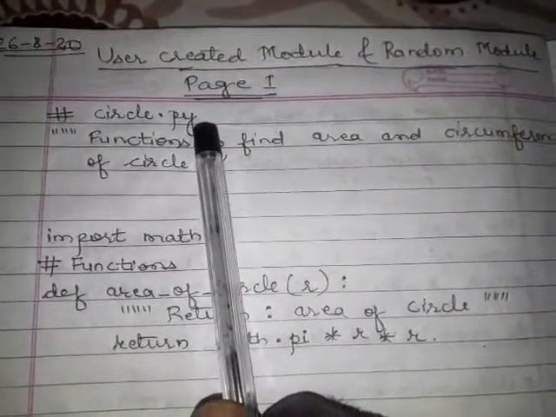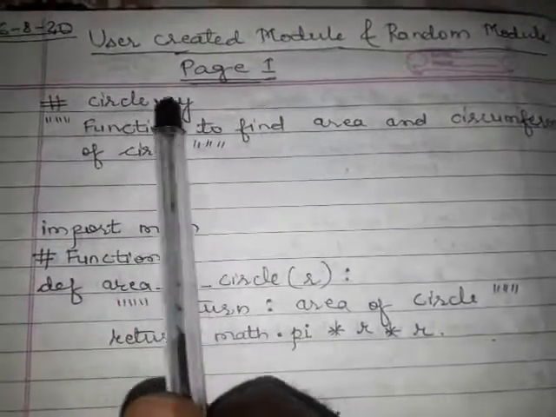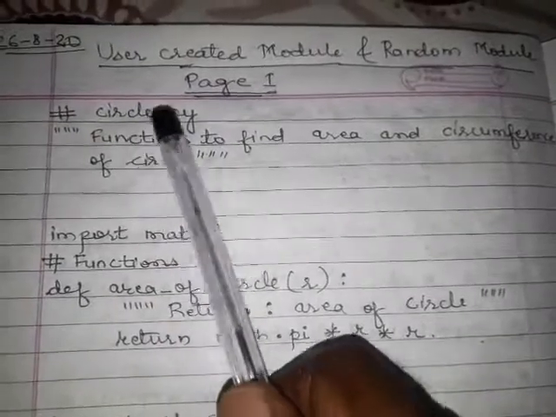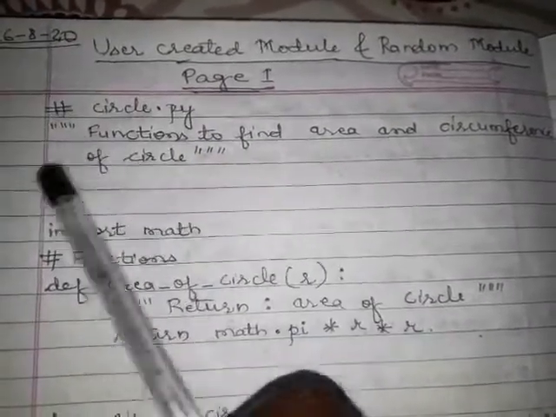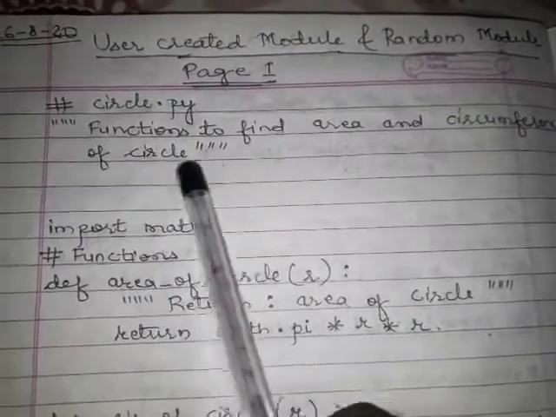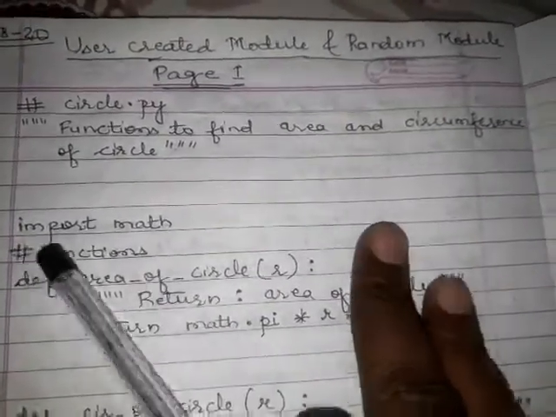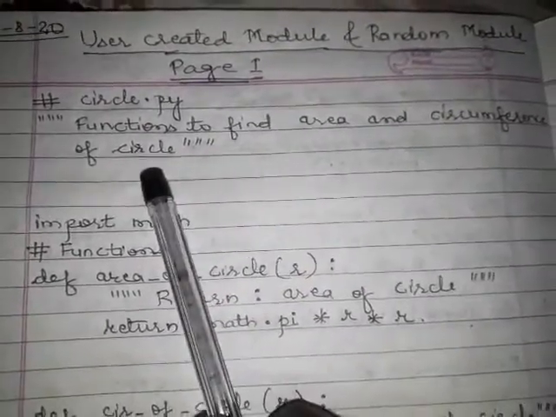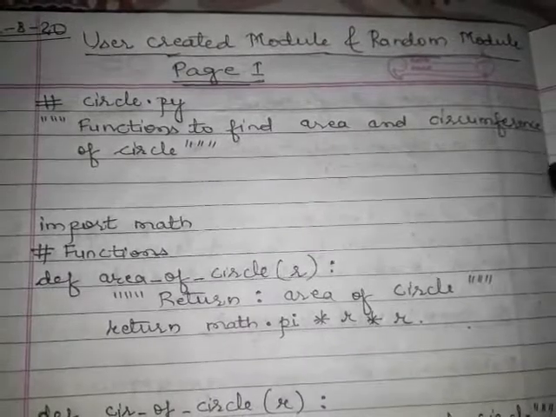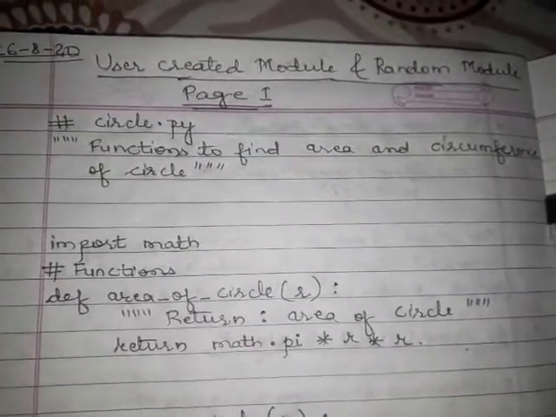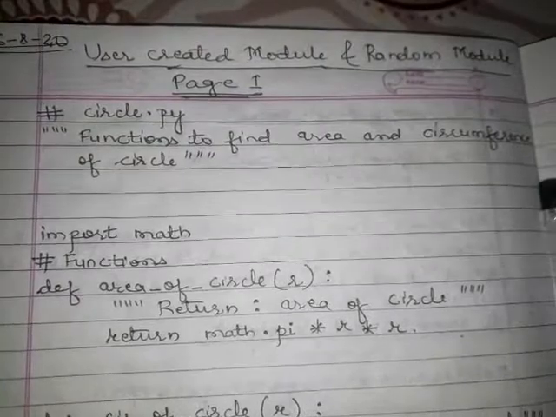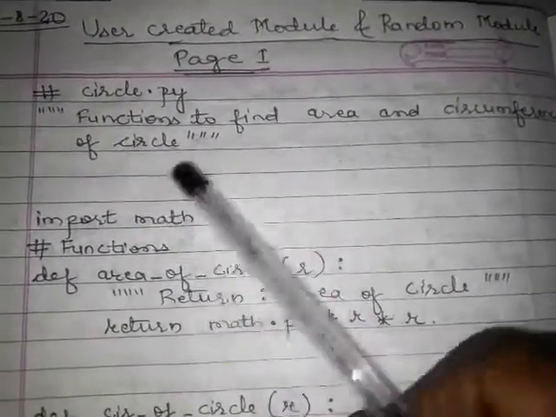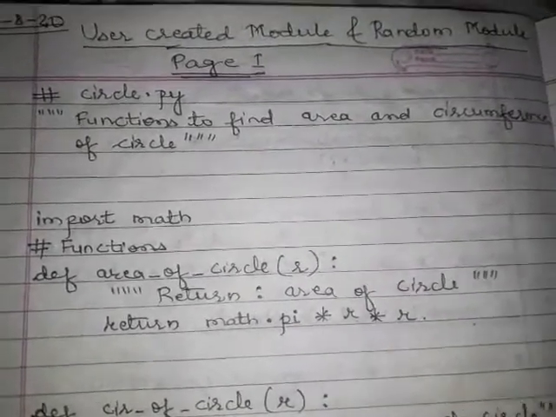circle.py. So this is a comment, a single line comment. I write circle.py. So the name of this module is circle. It is a Python extension file. Okay. Now here is a doc string, which is for help, for the programmer, in which we mention functions to find area and circumference of the circle. So this doc string is used as help content when the user runs the help command. We will show in detail how this will be displayed when we use help.